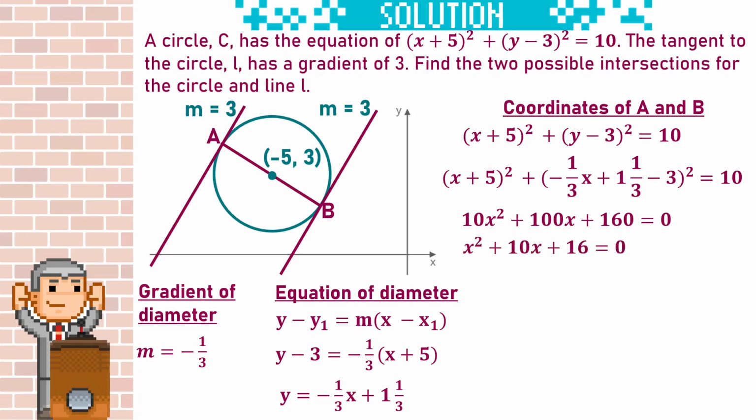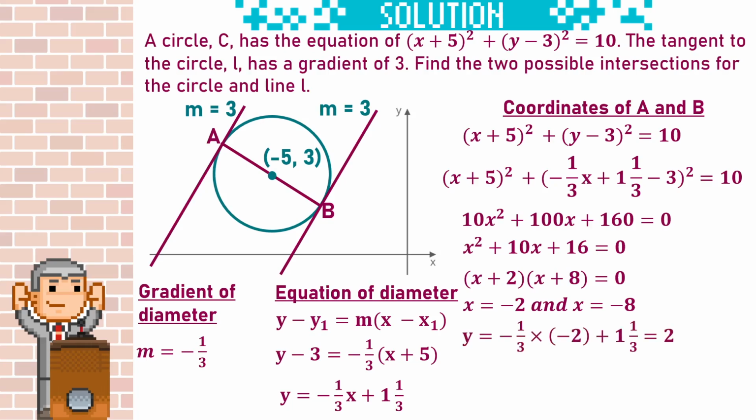So we've got x squared plus 10x plus 16 equals 0. Factorise it and we get x plus 2 and x plus 8 equals 0. Then we can solve and we find x equals minus 2 and x equals minus 8. To find each of the y coordinates, we can substitute these x's into our equation of the diameter. And so we're going to substitute in minus 2 and it gives us 2, substitute in minus 8 and it gives us 4. So our two intersections, our point A and point B, are going to be (-2, 2) and (-8, 4).